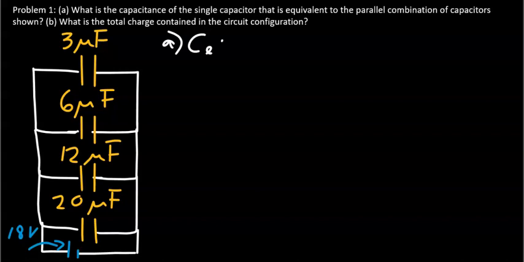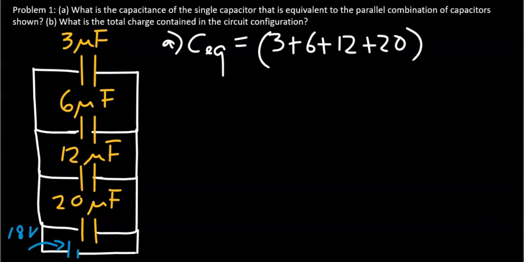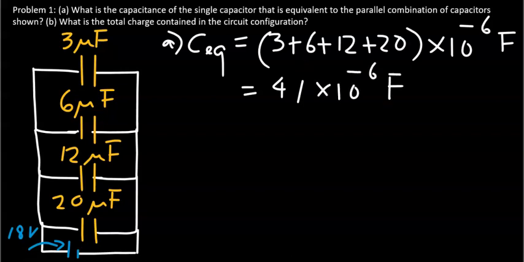Since the capacitors are connected in parallel, the equivalent capacitance of the circuit is just the normal linear sum of all the capacitances. So that is 3 microfarad plus 6 microfarad plus 12 microfarad plus 20 microfarad. Microfarad means 10 to the power minus 6 farad, so this is 41 microfarad. So that's part A. Now part B, the total charge of the circuit configuration.